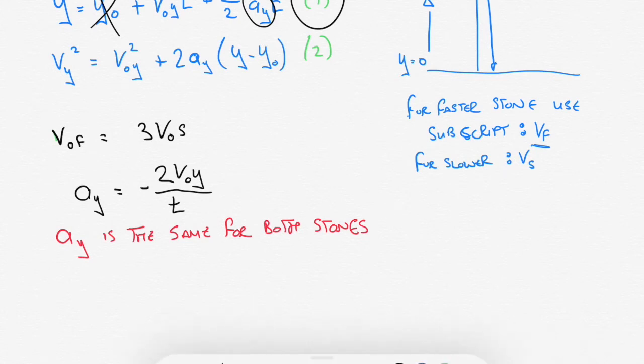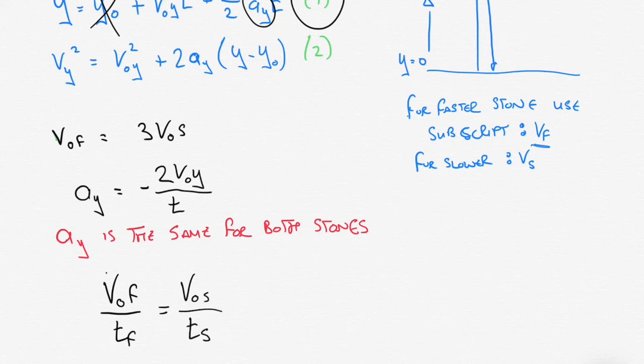And let me go back to black here. When we equate things for both stones, we get v0 f, which is the initial velocity of the faster stone, over the time it takes for the faster stone, is equal to v0 s, the initial velocity of the slower stone, divided by the time for the slower stone. So because ay is the same for the faster and the slower stone, we can basically equate the two and cancel out what we can cancel out, and this is what we get left with.